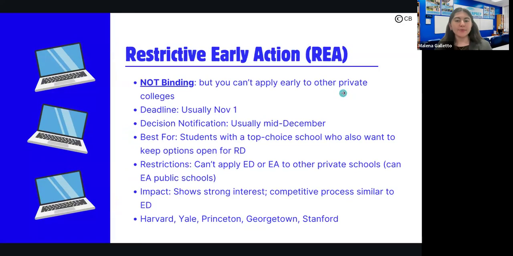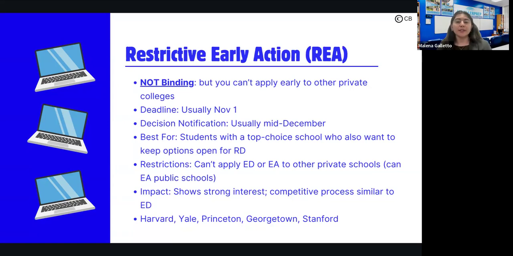And the last type of early application is the restrictive early action. There's not a lot of schools that do REA, the most prominent being Harvard, Yale, Princeton, Georgetown, and Stanford. There might be a couple more. But in some ways, REA is similar to early action, and in other ways, it's similar to ED. But the most important thing is that REA is not binding. So if you apply to a school restrictive early action and you get in, you're not obligated to go. And like the other early action schools, the deadline's typically going to be November 1st.